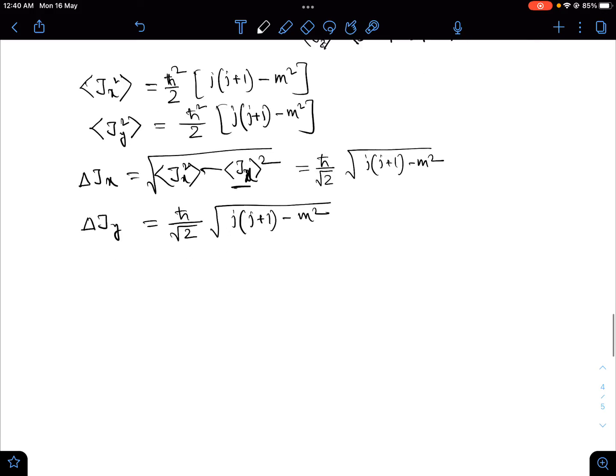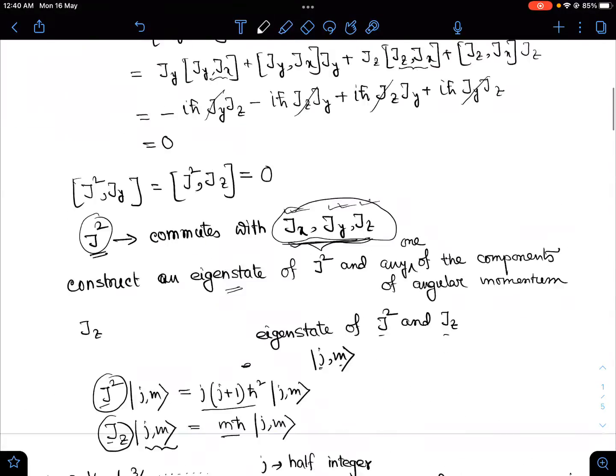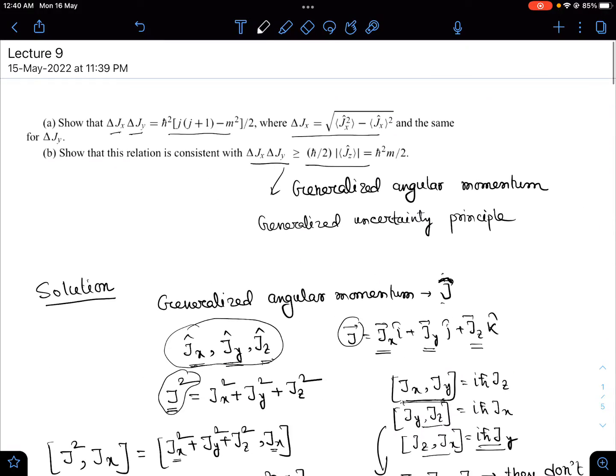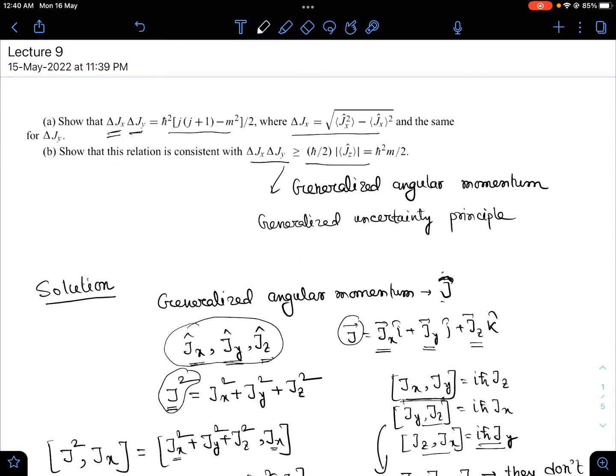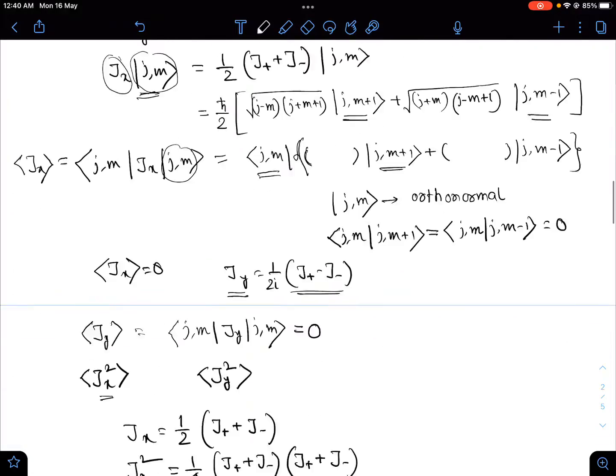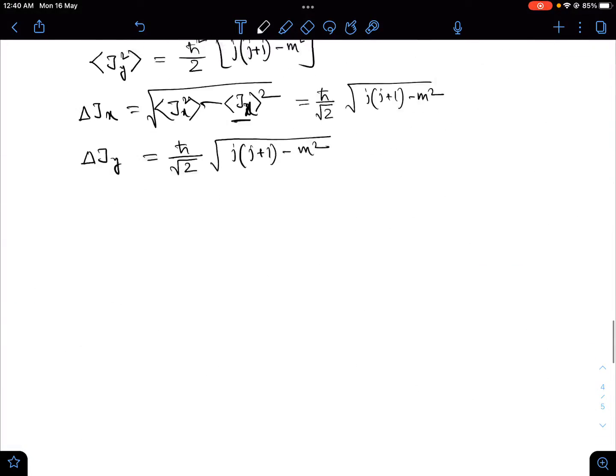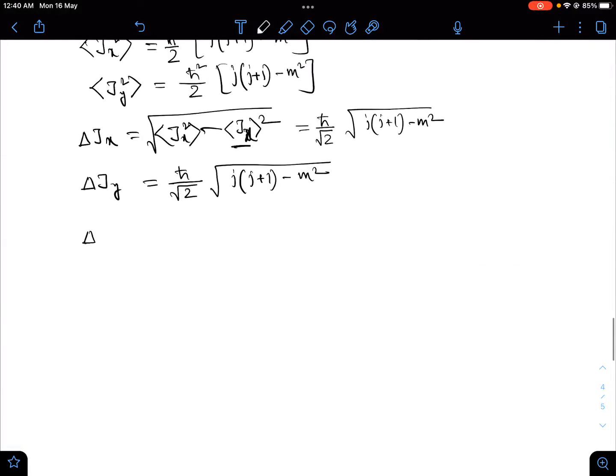So we have to find out the product. That means we have to find out delta Jx into delta Jy. So what will be its value? Since both are the same, we can write this as delta Jx squared. So it will be h cut squared by 2 into j into (j plus 1) minus m squared.